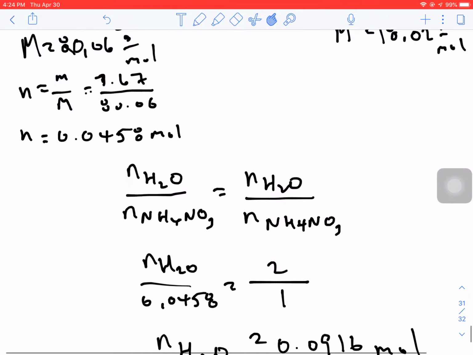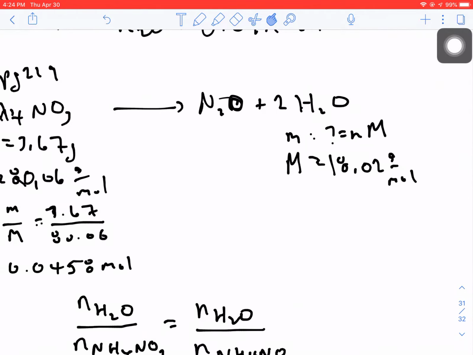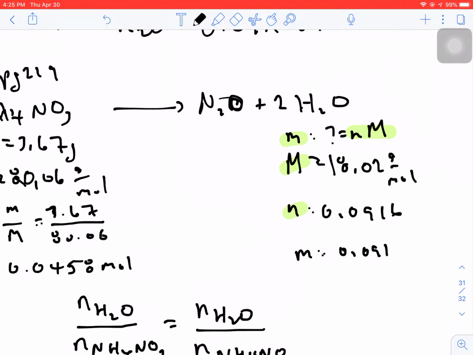So now I can take that number of moles and move it up to here and say, well, I now know that my number of moles is 0.0916. And now I know my little n and I know my molar mass. I can substitute them in here and solve for my missing mass. Okay, so mass is equal to 0.0916 times the molar mass for water, 18.02 grams per mole, and I get an answer which is 1.65 grams.